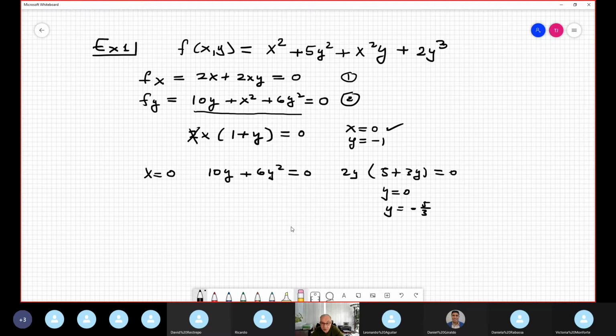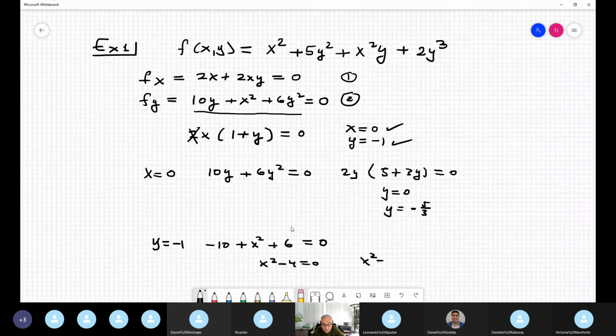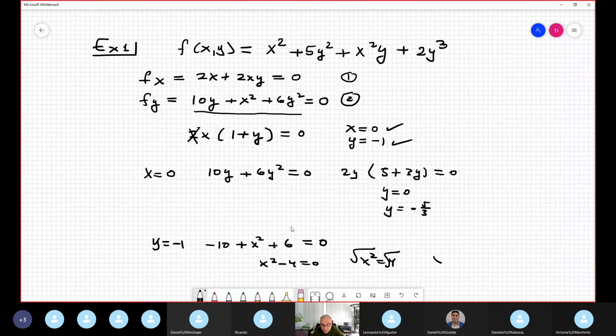Likewise, this is the assumption that x is 0. Now the assumption y is -1. Substitution again in the partial derivative with respect to y, with y equals -1: that is -10, because I suppose y is -1, -10, plus x squared, plus 6, no? Because y = -1 squared is +1 times 6 is 6. So we have the equation x squared minus 4, no? equal to 0, x squared equal 4, square root both sides, plus or minus, x is equal to plus or minus 2.